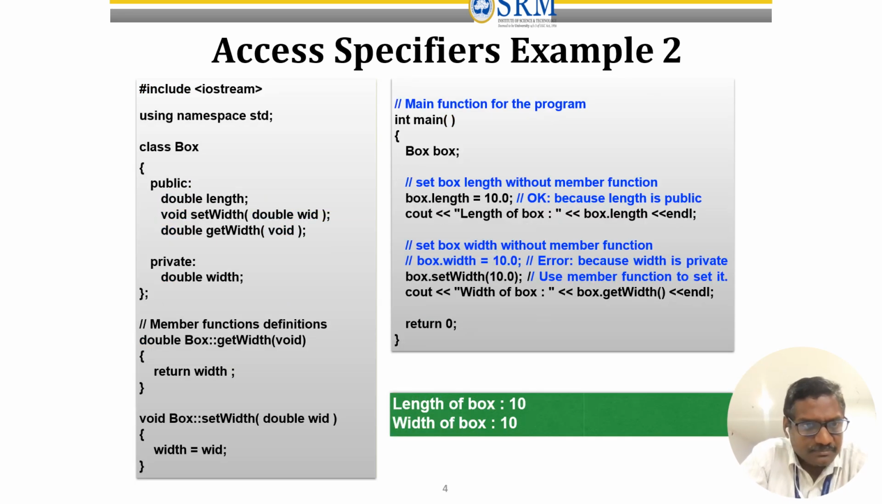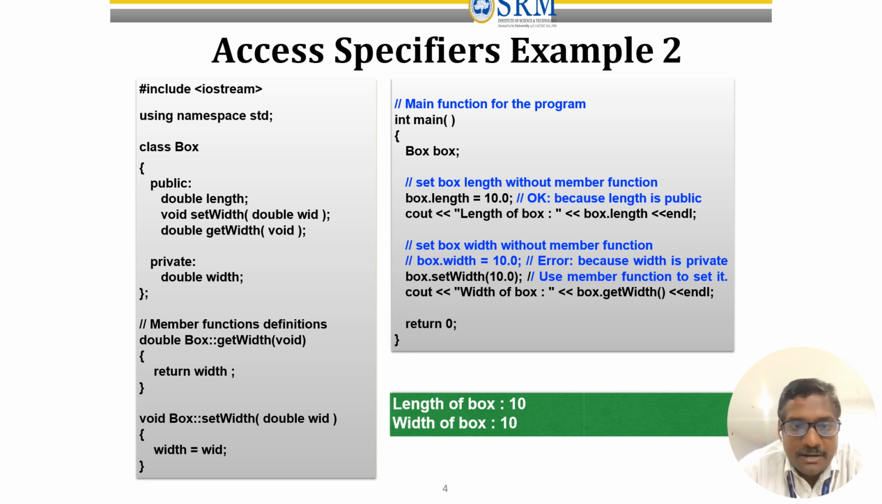Same example. Here you could see the class name is Box, with public data members length, set width, and get width, whereas double width is given under private. That means this width cannot be accessed outside of your class. Here in the main program, if you try to access the width with the help of the object, box equal to 10, you will get an error message because width is private.